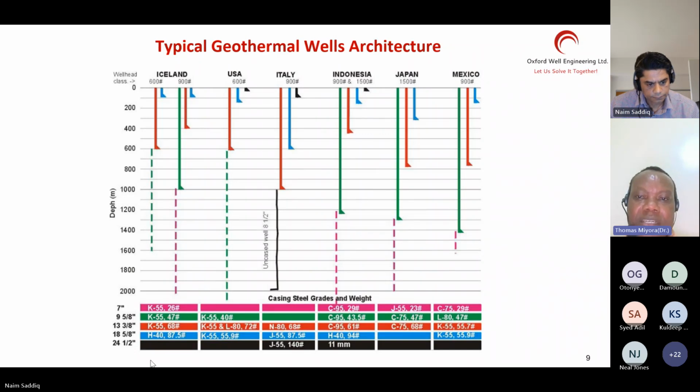In Italy, Indonesia, Japan, Mexico, and Kenya for that matter, we usually drill many of the wells using the 8.5 inch bit at the end of the well. That is the production casing, and then we run a liner casing, which is 7 inches. So as you can see, the decision to put either a large diameter or a regular diameter casing depends on the characteristics of a particular field. Let us move to the next slide.